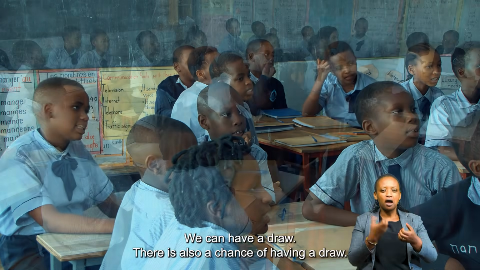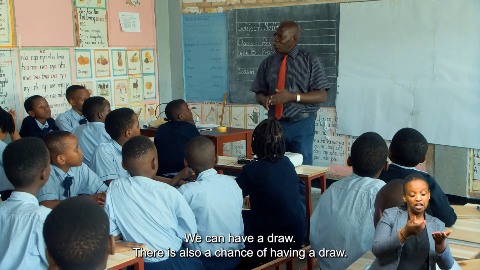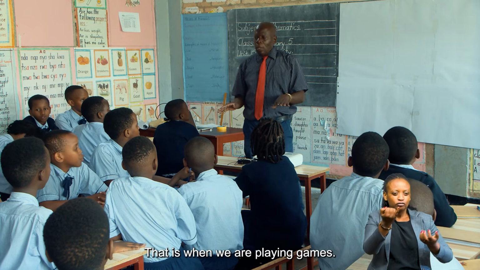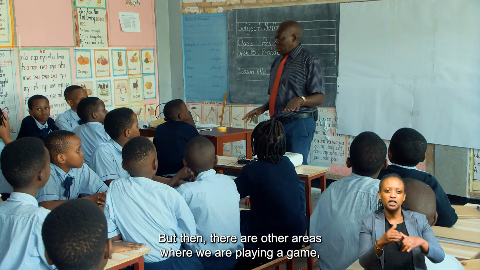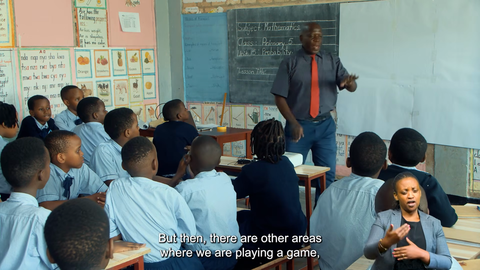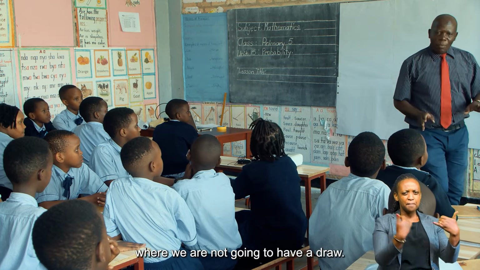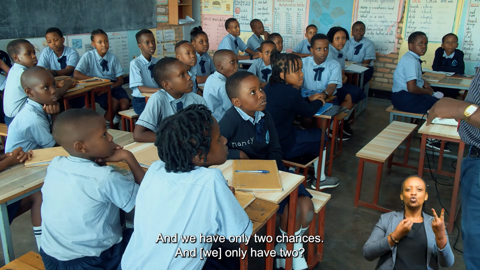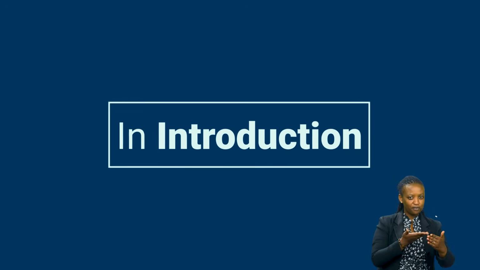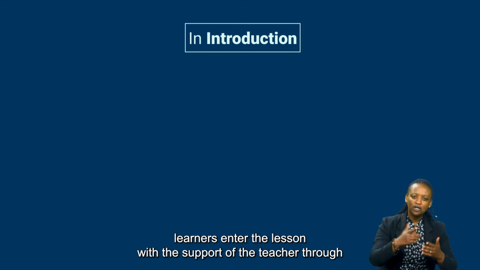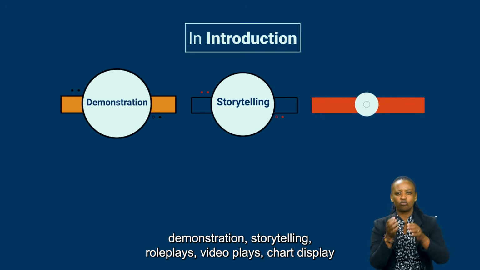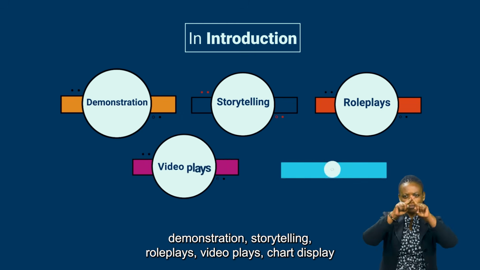We can have a draw. There is also a chance of having a draw. That is when we are playing games. But then there are other areas where we are playing a game where we are not going to have a draw, and we have only 2 chances. In introduction, learners enter the lesson with the support of the teacher through demonstration, storytelling, role plays, video plays, chart display, and many more.